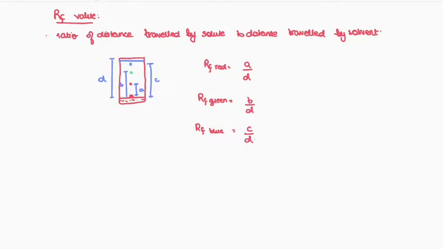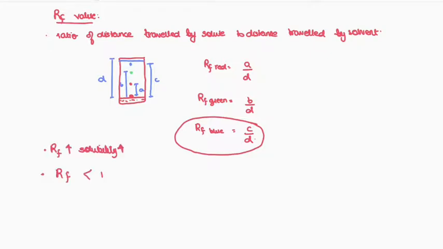Now, if I ask you which of the substances, red, blue, or green, is the most soluble, just think and try to give me an answer. I believe you must have come to an answer. The most soluble among them would be blue. Why? Because it travels the maximum distance with respect to the distance of the solvent. That's why it has the highest solubility. So the greater the RF, the greater the solubility, and remember that RF can never be greater than one. It will always be less than one.